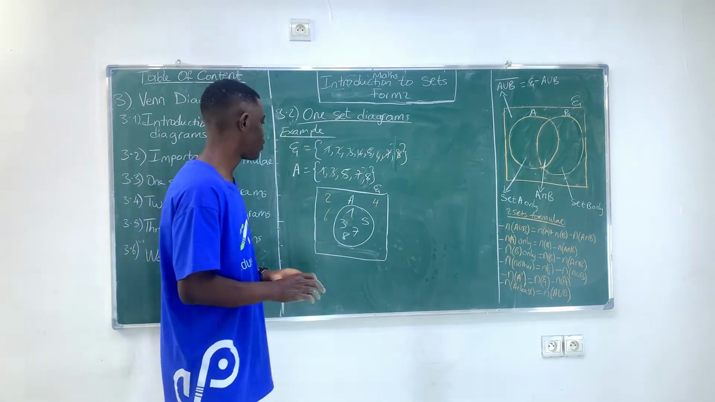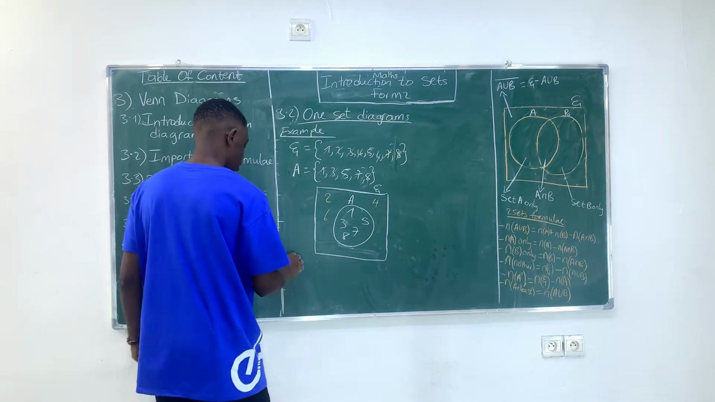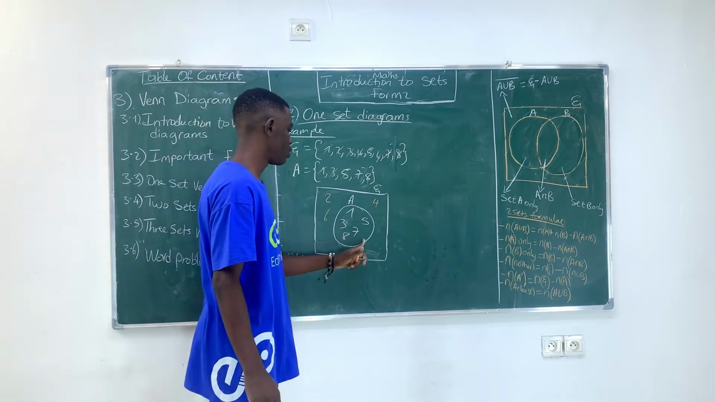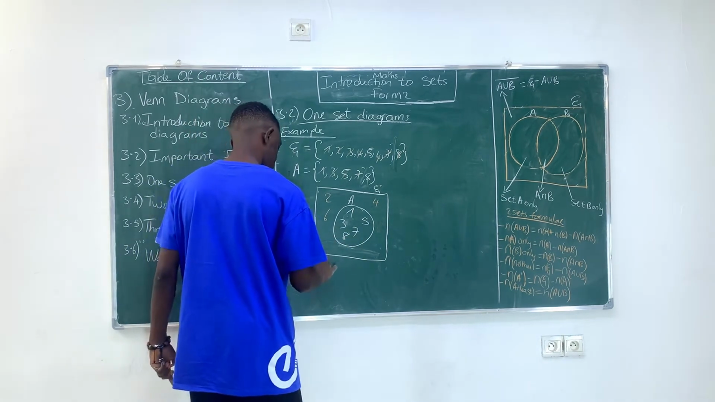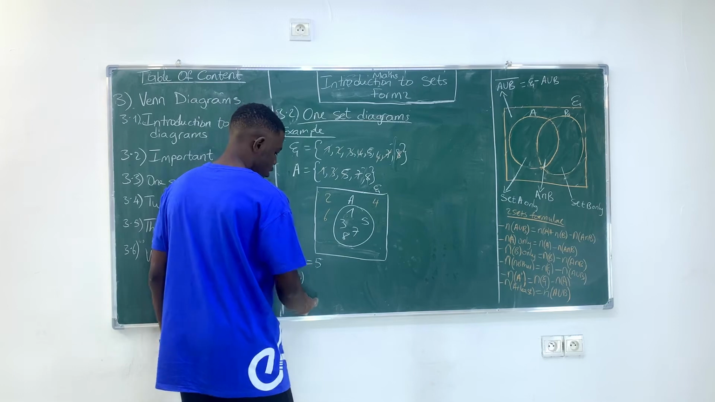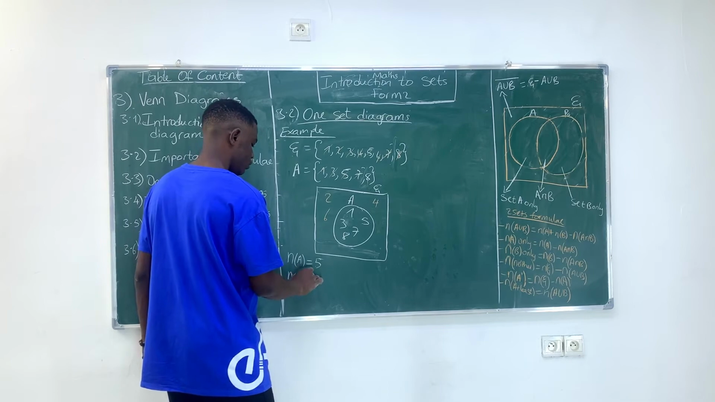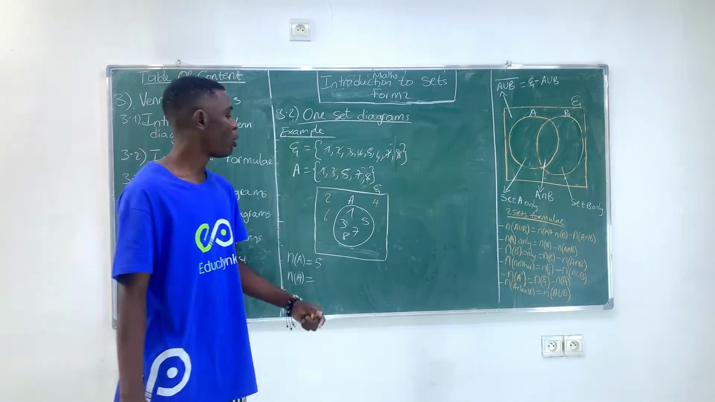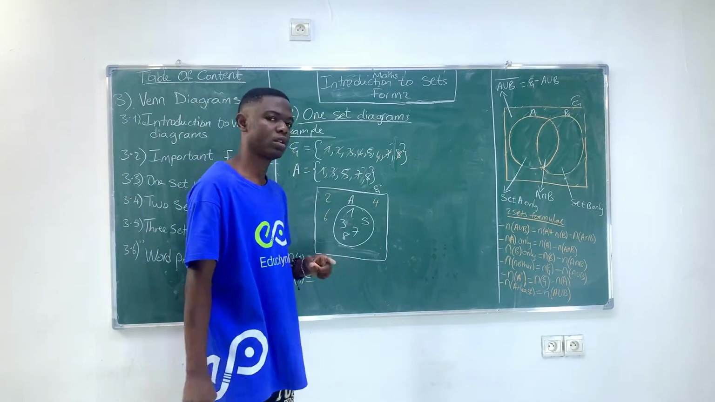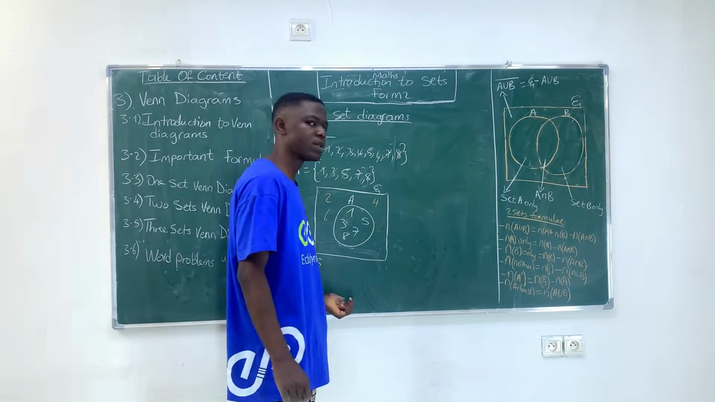Now, they can ask you for some things here. They can ask you, what is the number of elements in A? N of A. What is N of A going to be? 1, 2, 3, 4, 5. They can also ask you for N of A prime. N of A prime is the number of elements which are not in A. What is it going to be? 1, 2, 3. You write a 3 there. So you count the elements which are outside A. N of A prime is equal to 3.